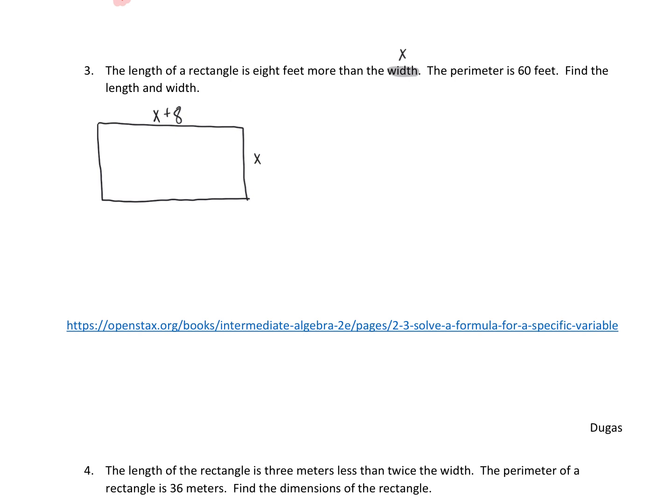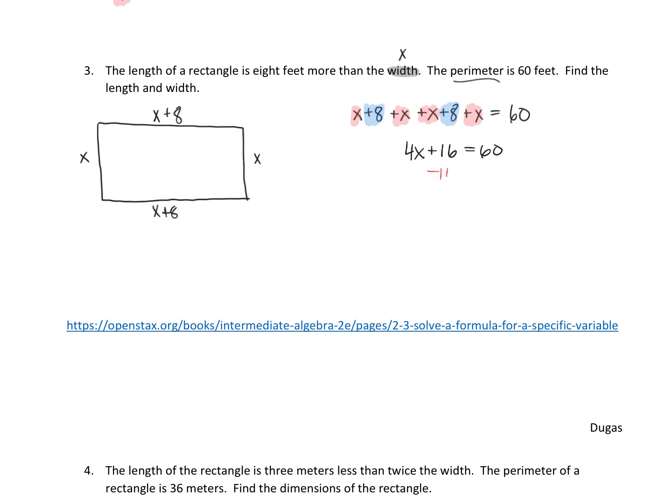So in a rectangle, the two lengths are the same and the two widths are the same. And you can find a perimeter of any shape by adding up all the sides. So I have x plus 8 plus x plus 8 plus x plus x equals 60. So if I combine all my like terms, I have 4 x's, and I have an 8 plus an 8. That'll give me 16. So 4x plus 16 equals 60.